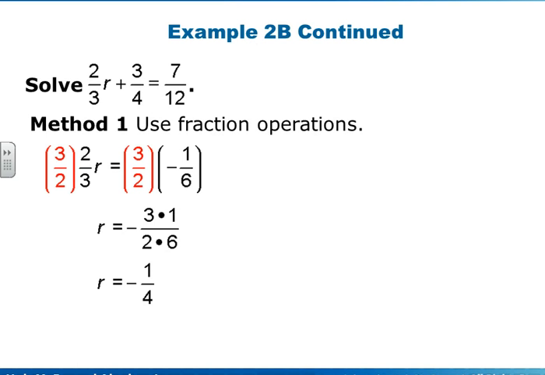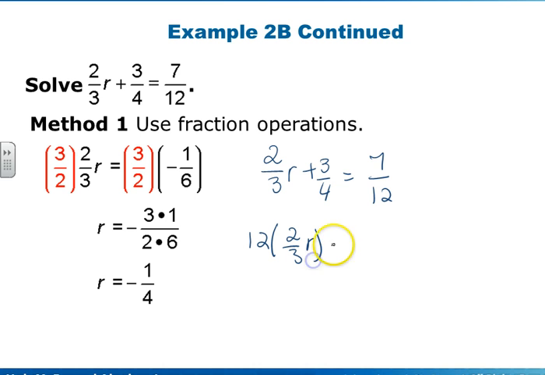Alright, I want to show this one again by eliminating the fractions. So this one is 2/3 of r plus 3/4 is equal to 7/12. Eliminating the fractions, the LCD in this case is 12, so I multiply everything by 12. It'll be 12 times 2/3 r plus 12 times 3/4 equal to 12 times 7/12.